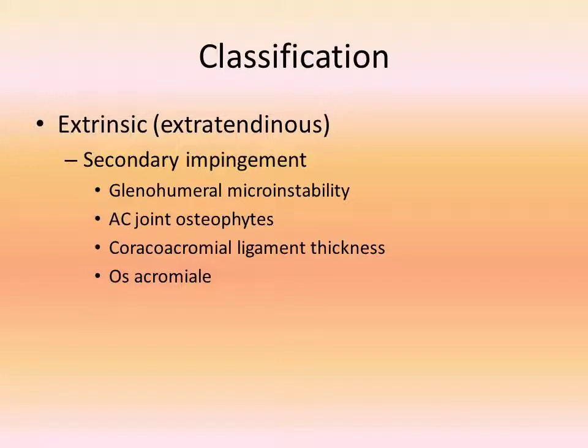In secondary impingement, you will see a glenohumeral microinstability. There's a lower supraspinatus outlet and a greater strain on the tendon. You may see AC joint osteophytes, which increase mechanical compression on the tendon. There may be a coracoacromial ligament thickness that decreases the suprahumeral space, or an os acromiale, which is hypermobility and an anterior projection that leads to that secondary impingement.